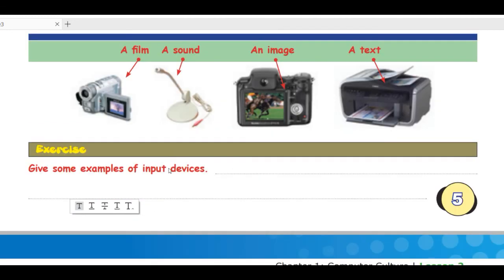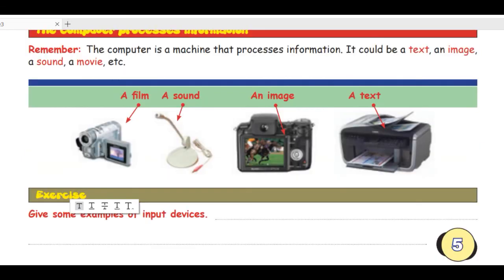And at the end, you have to give some exercises or some examples of input devices. So this is the lesson. I guess it's fair enough for one period with all the discussion you may have with your students.